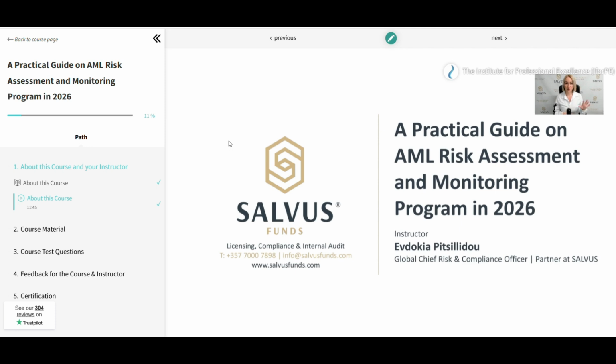Throughout this course, we will focus on practical knowledge that supports licensing, compliance, and internal audit responsibilities, with a particular emphasis on anti-money laundering risk assessment and the design of an effective AML monitoring program. Let's begin by looking at what this workshop includes, so you know exactly what to expect from this learning experience.